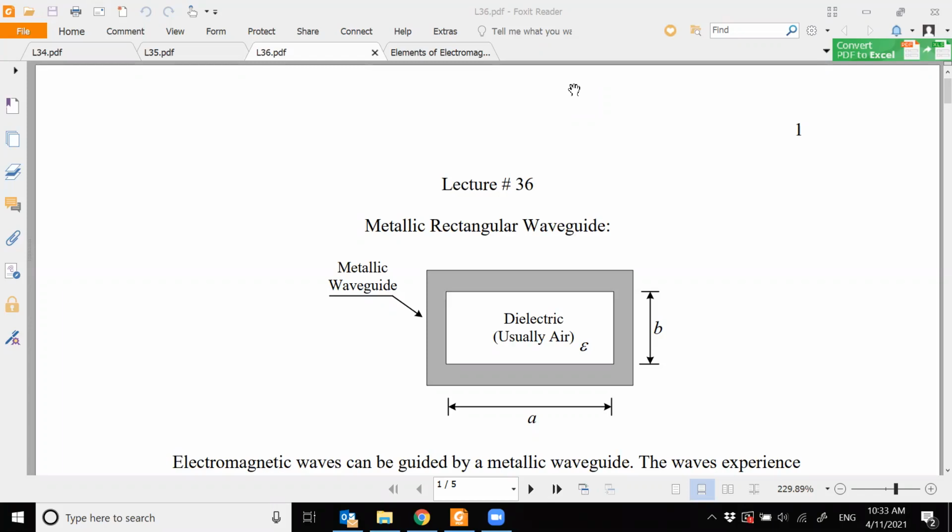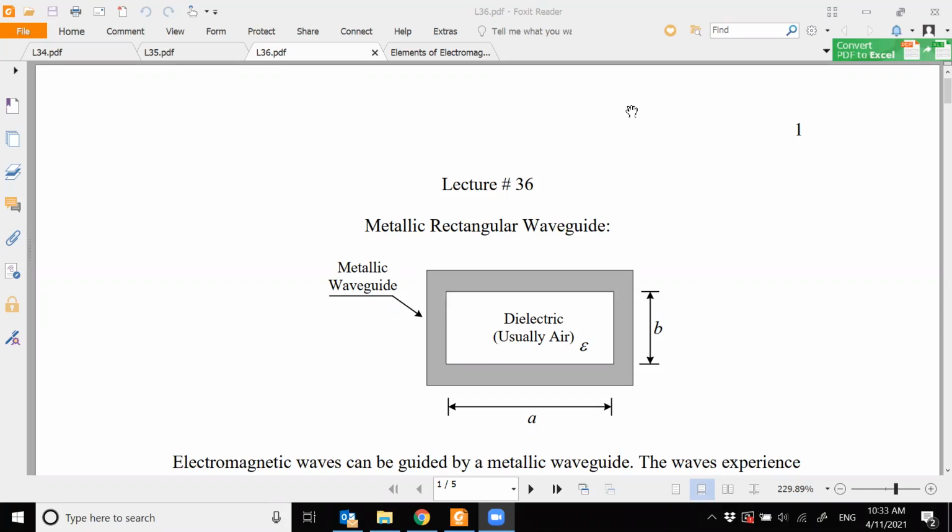Yes, so I think most of the students took it correctly. The angle is called? Yes, anybody can answer. It is called as a? Critical angle. It is called as a critical angle, where you will not have any transmitted field.